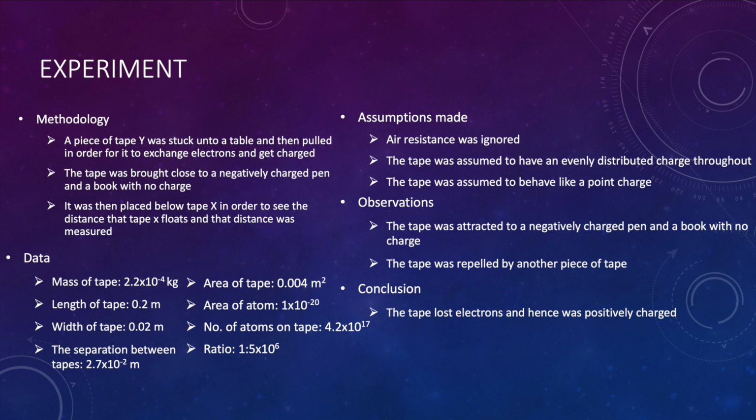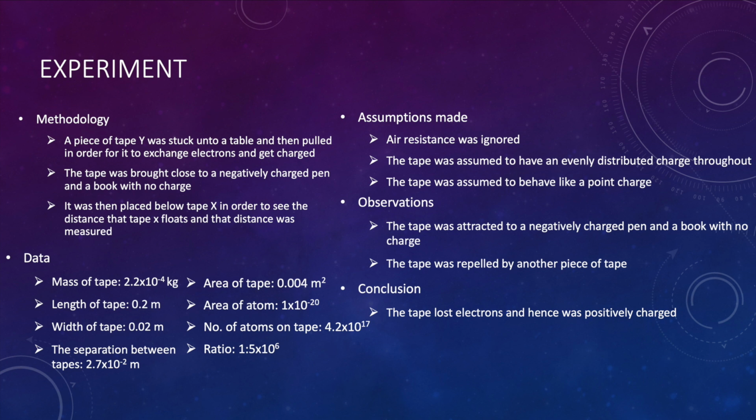A piece of tape Y was stuck onto a table and then pulled in order for it to exchange electrons and get charged. The tape was brought close to a negatively charged pen and a book with no charge. It was then placed below tape X in order to see the distance that tape X floats, and that distance was measured. The data for the mass of the tape was collected to be 2.2 × 10^-4 kilograms. The length of the tape was measured to be 0.2 meters, which is 20 centimeters.